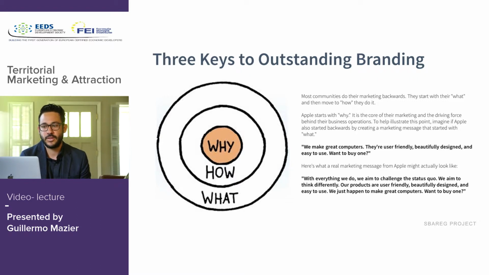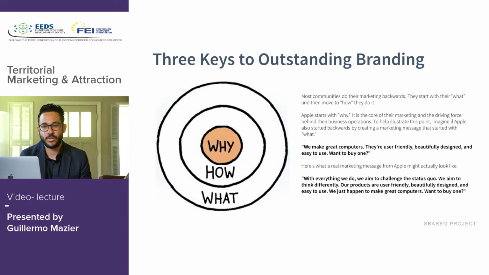So to show this, imagine if Apple also started backwards by creating a message that started with what? So we make great computers. They're user-friendly, beautifully designed, and easy to use. Do you want to buy one? Here's what a real marketing from Apple might actually look like. With everything we do, we aim to change the status quo. We aim to think differently. Our products are user-friendly, beautifully designed, and easy to use. We just happen to make great computers. Do you want to buy one? Now you can see how their brand has changed all of the things that they do.